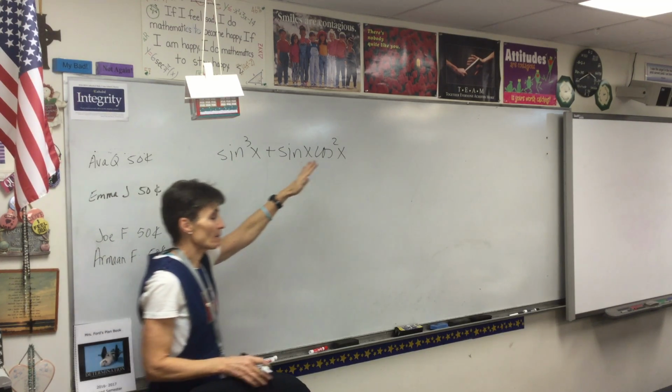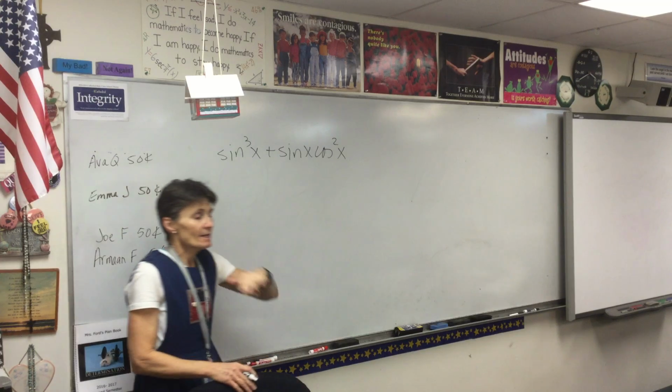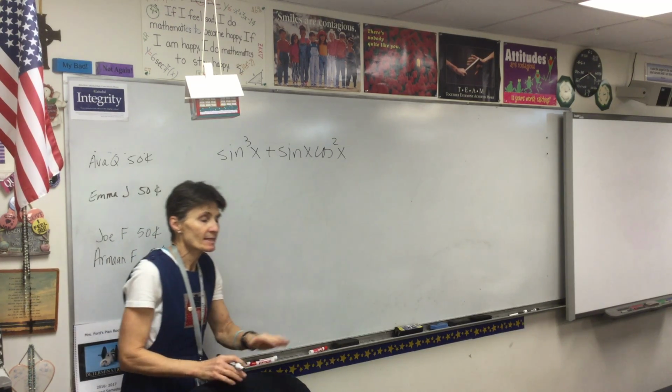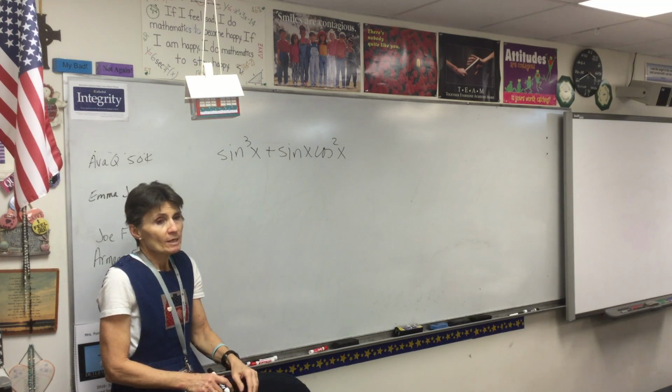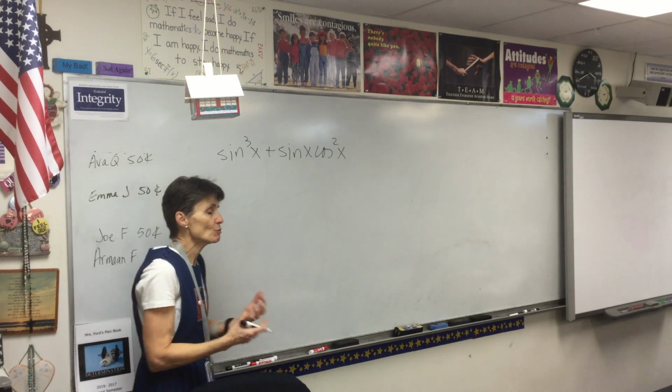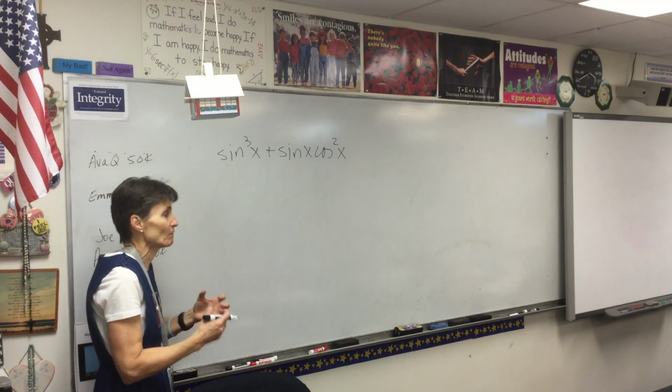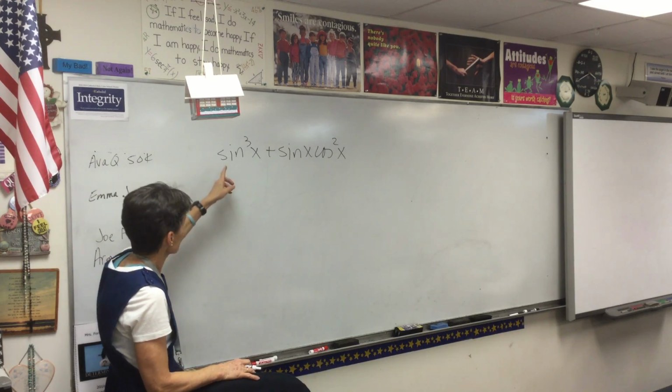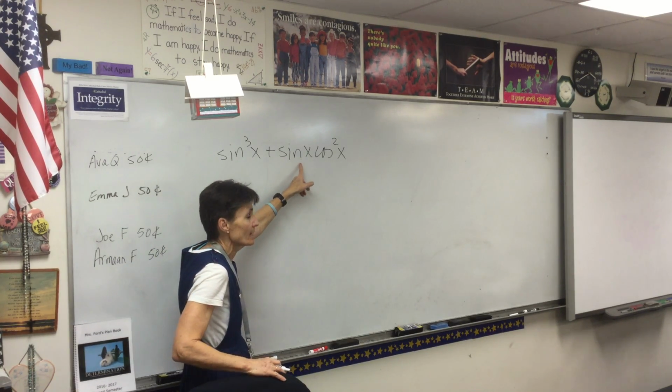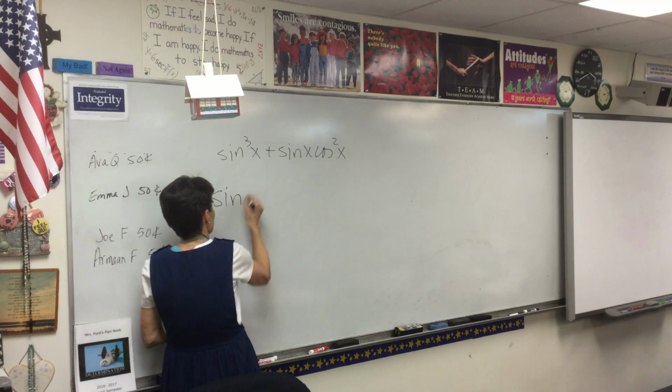I want you to stop and think about all the things you memorized. Did any of the things you memorized have cubes in them? No. So you've got to think, I can't use those yet. I have to do something first. So Olivia looked at this and said, I've got a sine here and a sine here. I'm going to take out the sine.